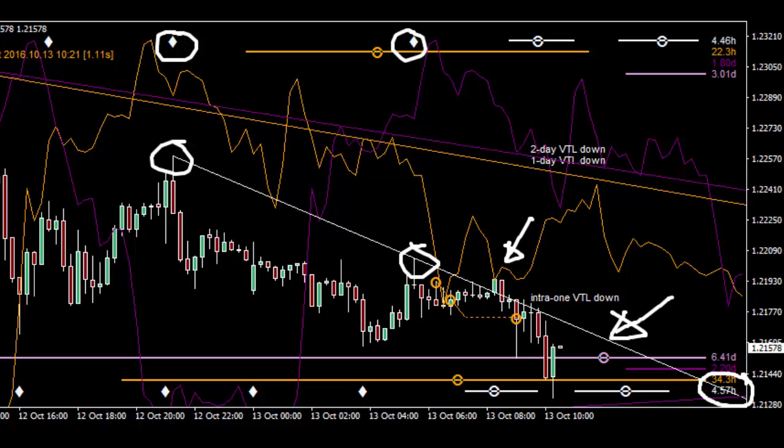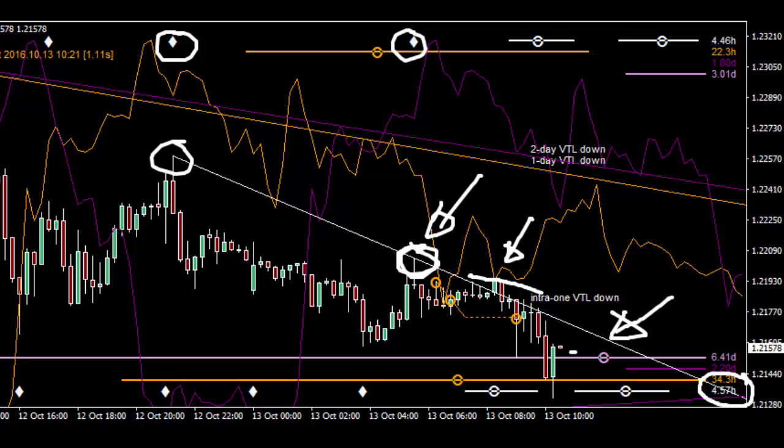This VTL might be better drawn not across this peak over here, but across this peak over here. I don't bother too much with those details. What I'm looking for generally at this point is more of a story. What am I expecting? So I'm expecting a trough to form in the market.